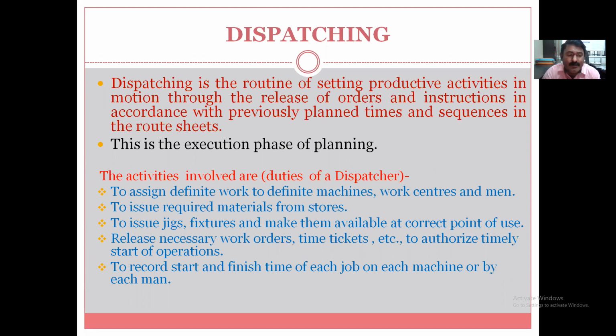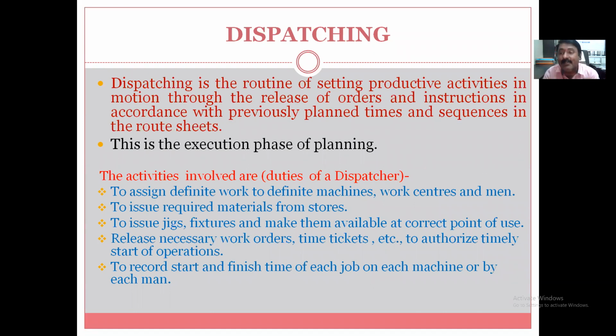Dispatching is the execution phase of planning. Whatever we have planned, to start the activity is nothing but dispatching. It is not the final dispatch of any material or anything. This is not that dispatching. This is to assign the definite work to definite machine, work center, and manpower; to assign the task, to issue the required material from the stores, to issue the jigs, fixtures, and tooling, and make it available at the correct point.